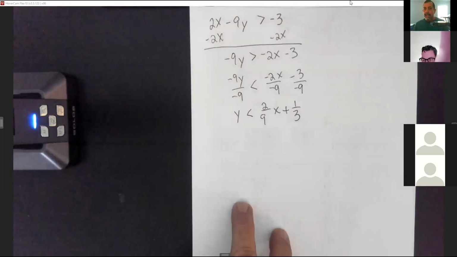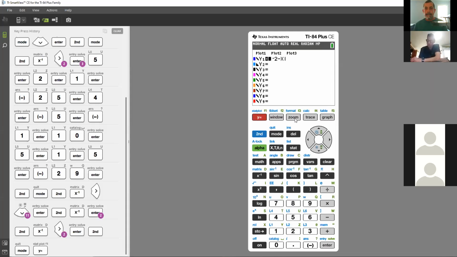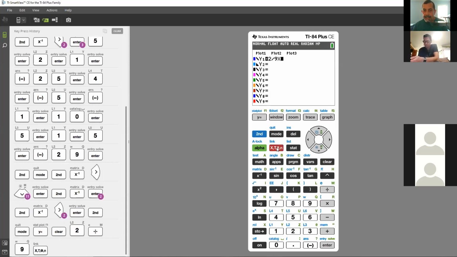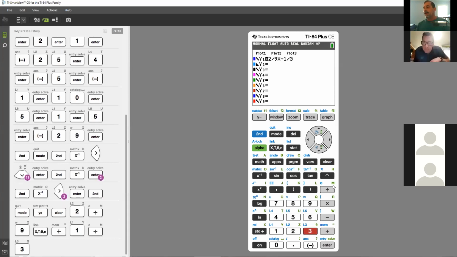So let's go to the calculator because that'd be a nice way to knock this one out. So I'm going to go to y equals this time. I'm going to clear that one out. So my equation was 2 divided by 9x, and then it was plus 1/3. So plus 1 divided by 3. And we don't even have to find points to graph this. They had all the pictures already. So you just click on graph.